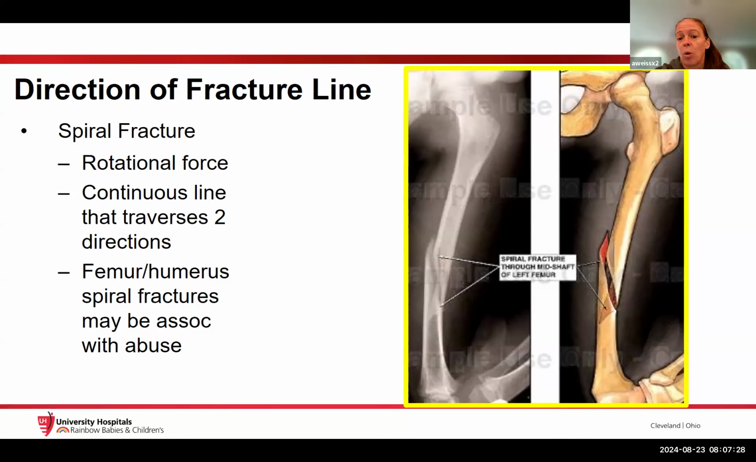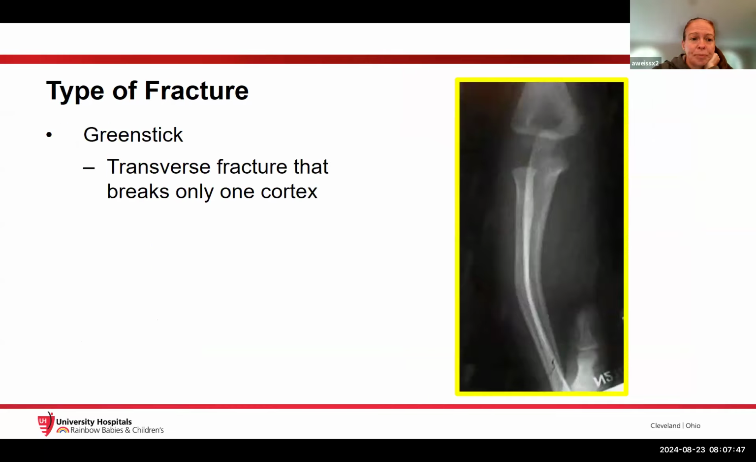Sometimes we will see older siblings trying to get them out of a bed or something cause these. So it's not always nefarious, but it is definitely something that you take into consideration when you're looking at it. Oftentimes this is a frustrated, tired parent grabbing both ends of the bone and twisting.